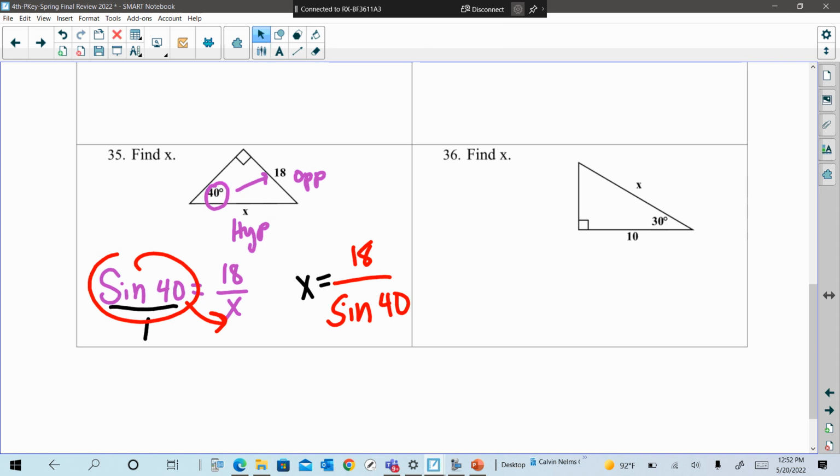Okay, so here on 36, you can do trig or you can use special rights. But if you look at trig, we have adjacent and hypotenuse. That is cosine.